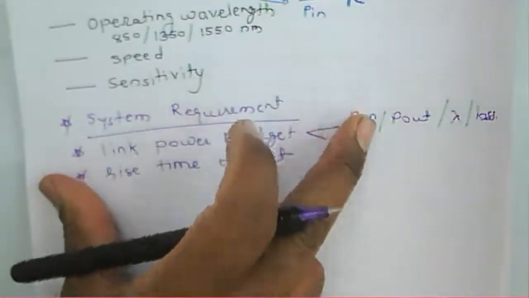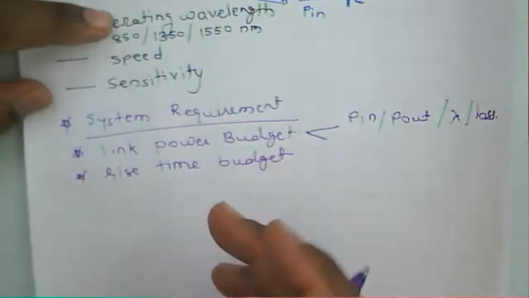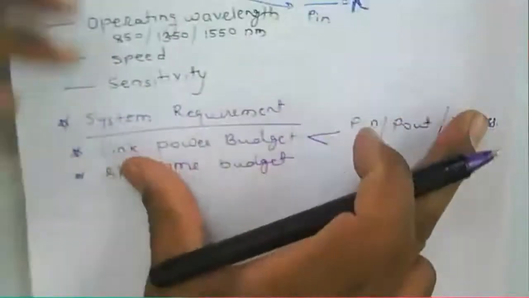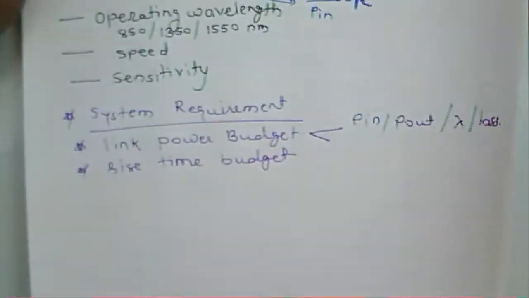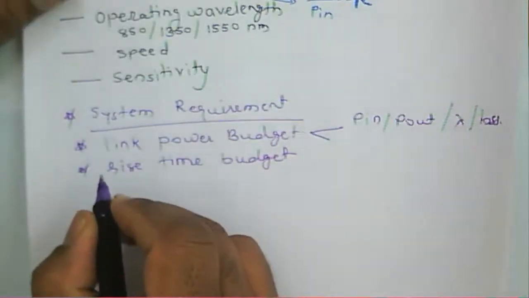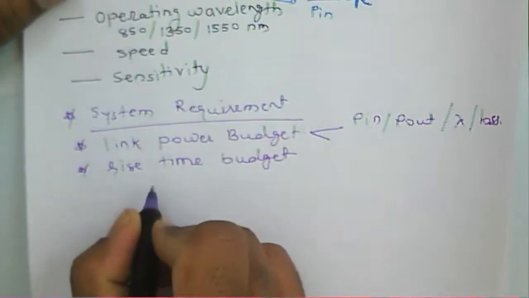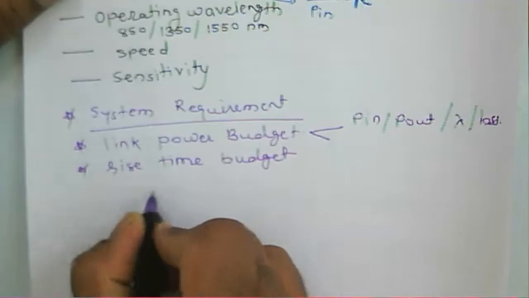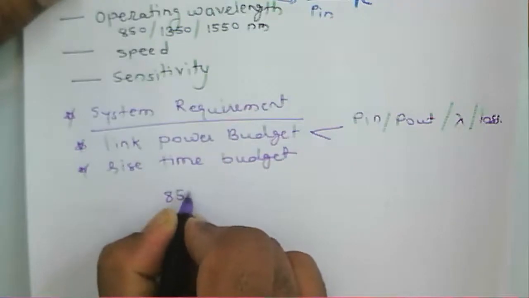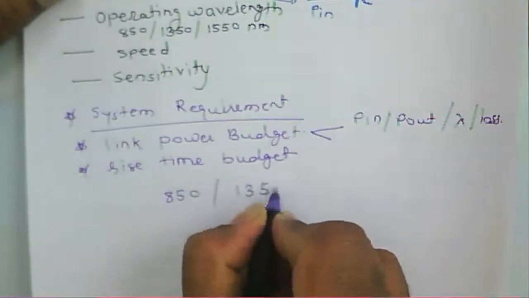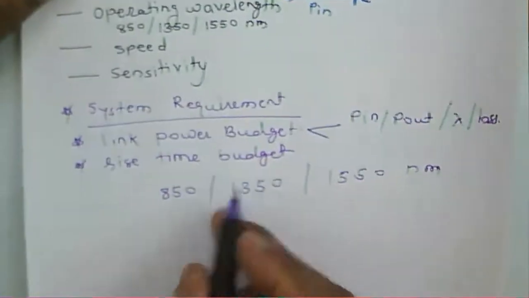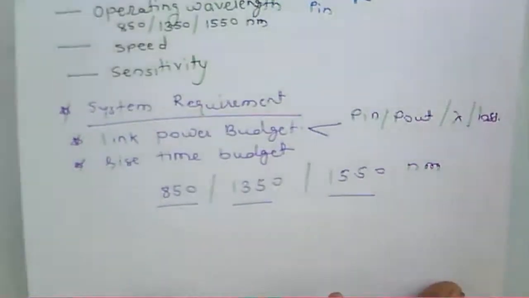So we see the requirement in terms of input power, output power, wavelength, and loss. For the overall system consideration, the system will work for a given particular window. As we said earlier, 850 nanometer, 1350 nanometer, and 1550 nanometer. Now these are the operating windows.